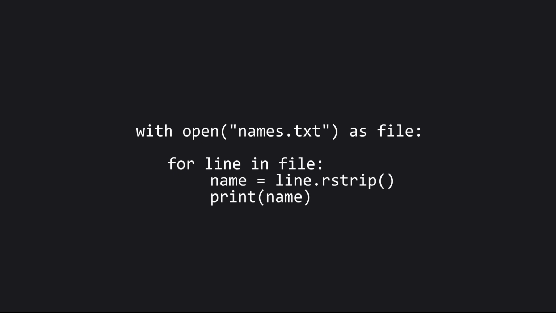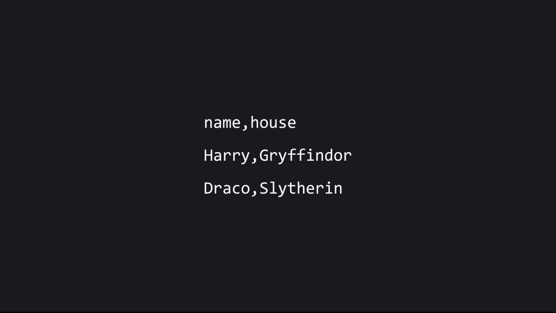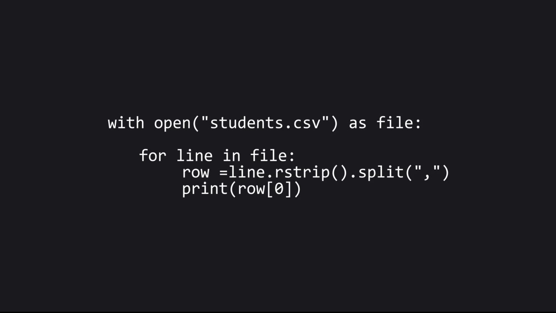Now let us talk about CSV files. CSV stands for comma-separated values. These files are like simple tables. Each line is a row, and commas separate the columns. You can read CSV files without any special modules. Just split each line by the comma. But this method can break if a value contains a comma.